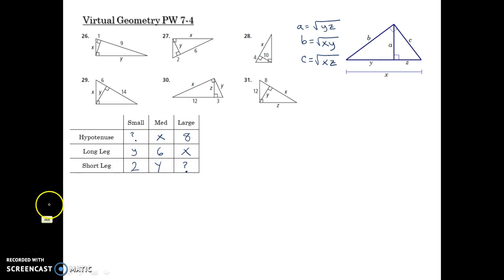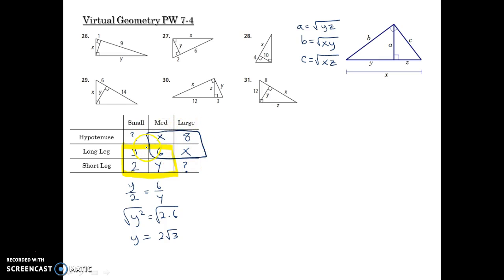So how can I use this info? Well, I've got a proportion here that tells me y over 2 equals 6 over y. Cross multiply, y squared equals 2 times 6. Square root, y equals, and we figured out that this was 2 radical 3 a few minutes ago. Then I've got another chunk right here that can help me find x. X over 6 equals 8 over x. X times x is x squared. 6 times 8. I'm going to leave it as 6 times 8 right now because I need to figure out the factors when I look at the square root anyway.